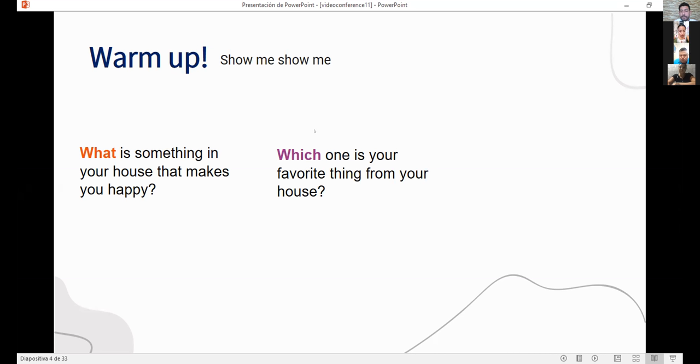The first one was, what is something in your house that makes you happy? ¿Qué es algo en su casa que los hace feliz? Y lo otro si se refiere a cosas. Which one is your favorite thing from your house?